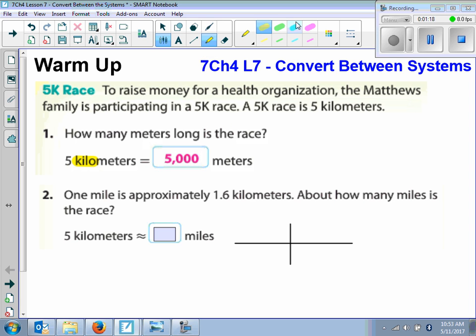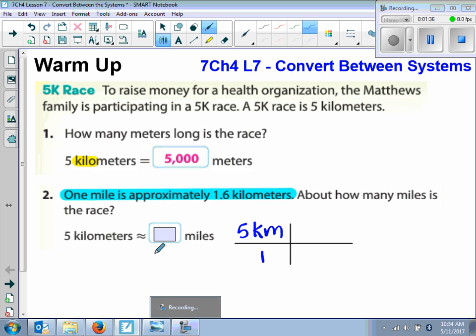This is what we call our conversion factor. And that is the ratio that we're going to use to convert. So we're starting with 5 kilometers. So we write in the starting block 5 kilometers. If you want, you can put this over 1. Okay? Now, we have 1 mile here is approximately equal to 1.6 kilometers.